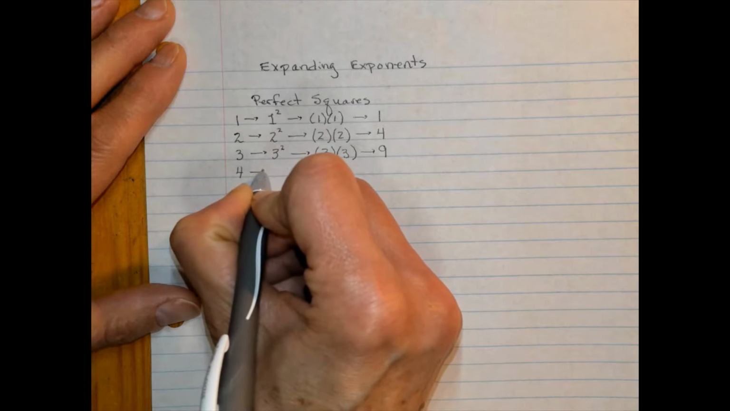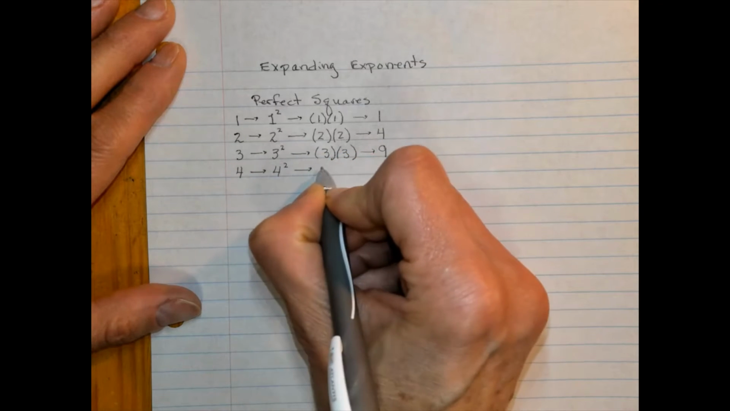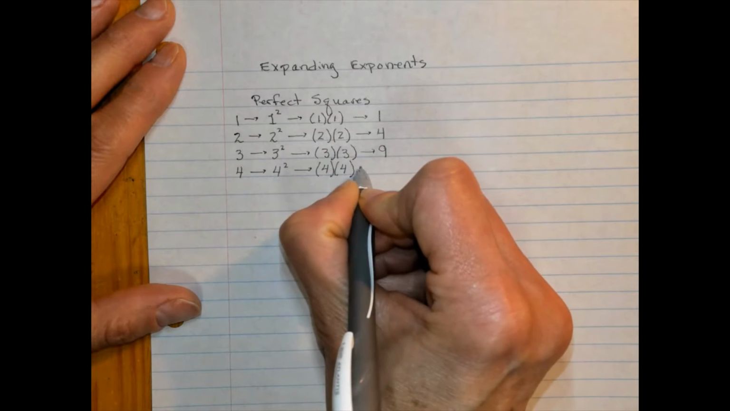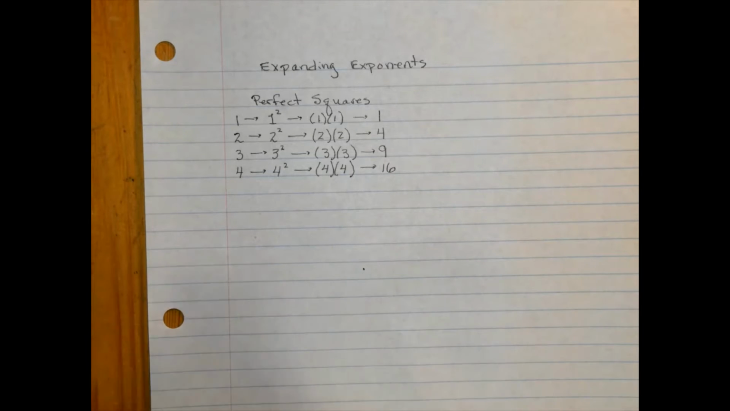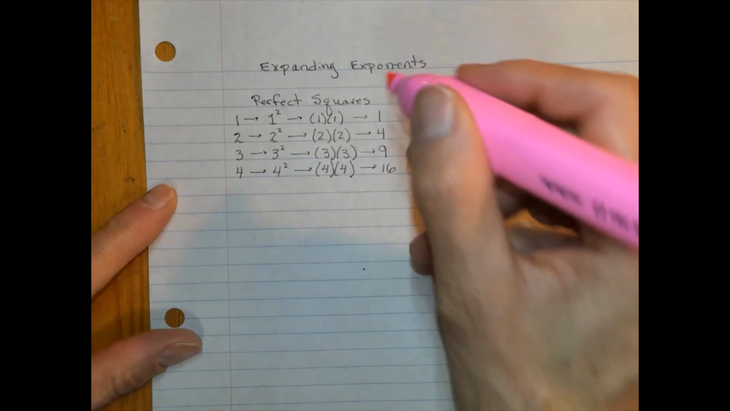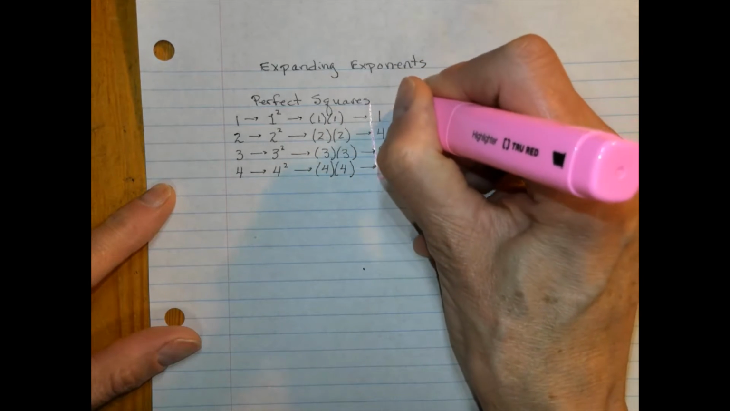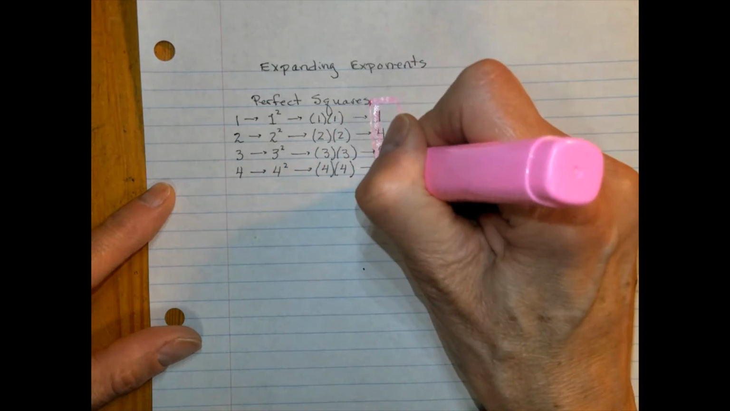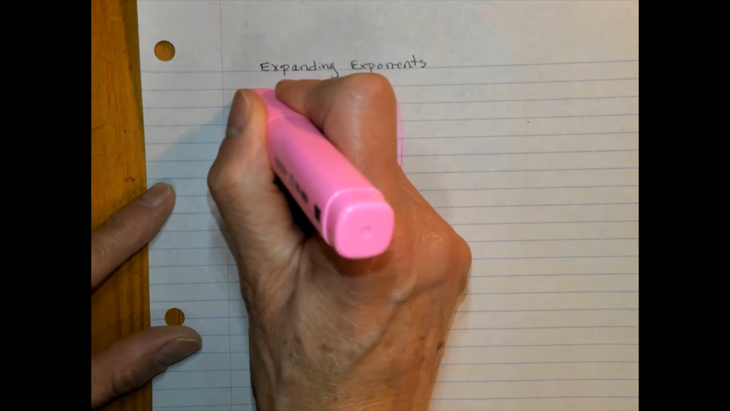I'm going to stop here at 4. If I were to take the number 4 and I were to square it, I'm going to expand that to be 4 times 4, which gives me 16. Okay, so what I want to point out is these numbers right here, and there are many more, those are my perfect squares.